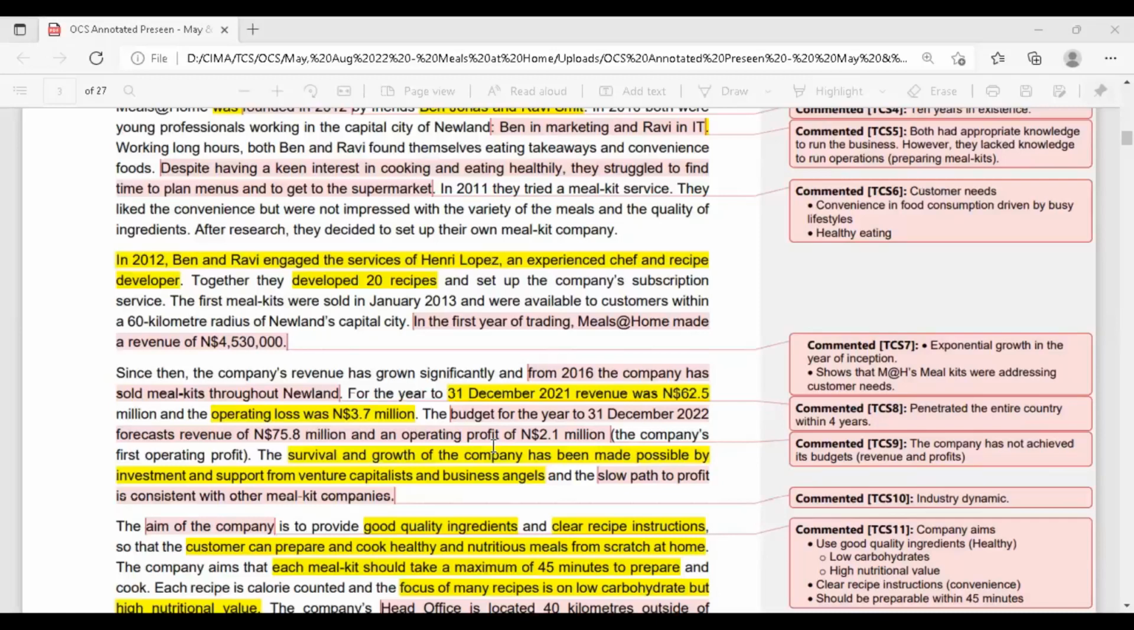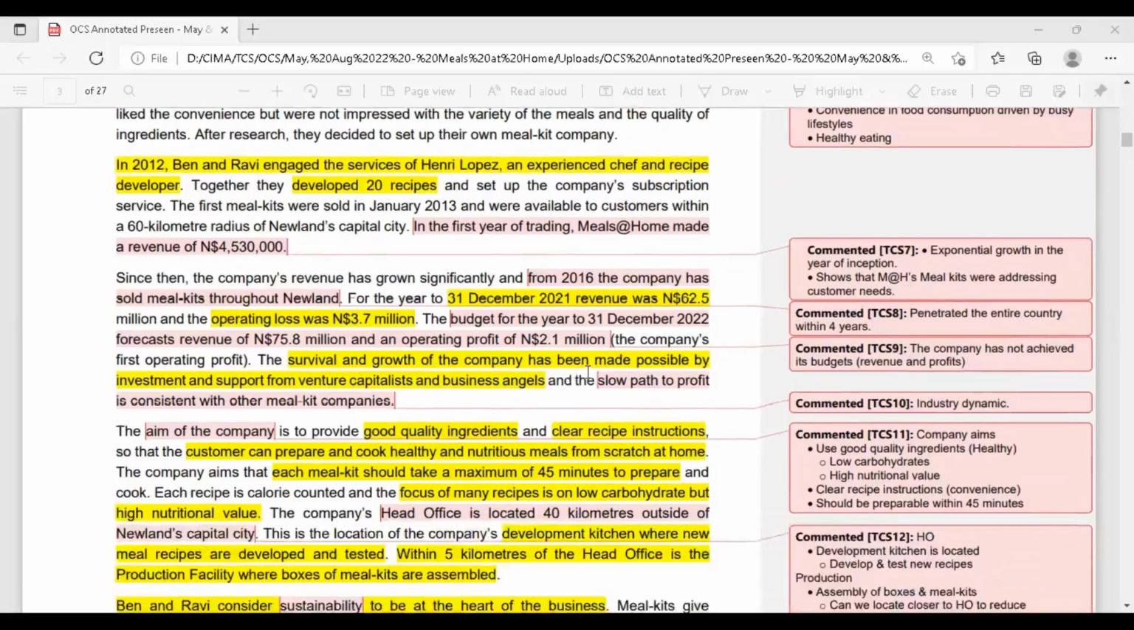So I expect you guys to go through video number 4, where I'm analyzing the financial statements, and in that video I'll be highlighting more about the financial problems within the company in depth. And the survival and growth of the company has been made possible by investment and support from venture capitalists and business angels.